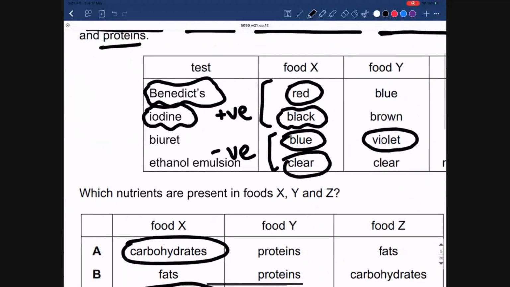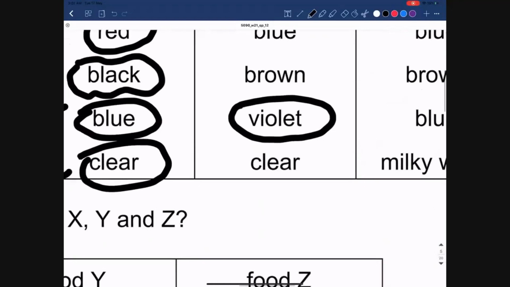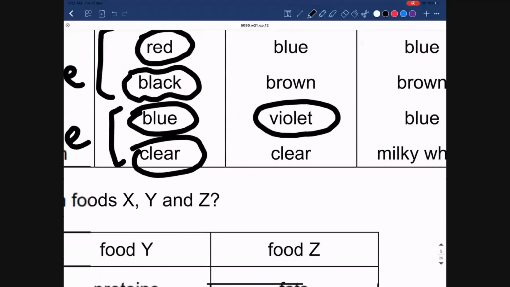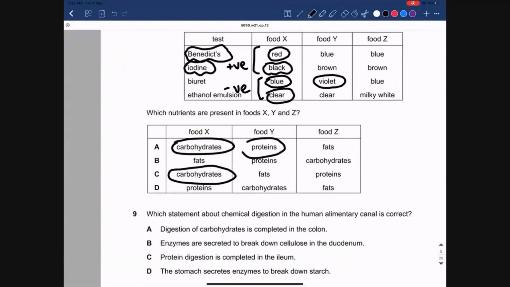Biuret reagent is blue in color, and if the color changes from blue to purple or any other shades of purple, like violet, mauve, or lilac, it means proteins are present. So food Y contains proteins.